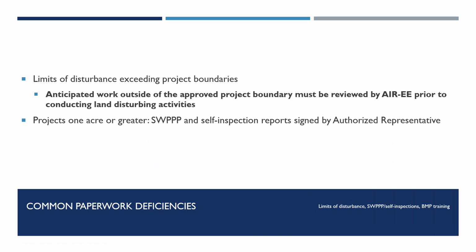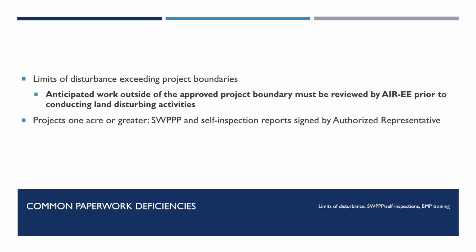Common paperwork deficiencies. One common deficiency inspectors encounter is limits of disturbance exceeding the project boundaries established in the approved SWIP or SSBMP plan. As described previously, anticipated work outside of the approved project boundary must be reviewed by AREE prior to conducting land disturbing activities. These changes must be reflected in applicable project documents and, depending on the project category and size, may result in needing additional NPDES permit coverage.